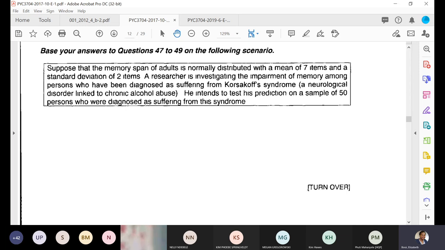Base your answers to questions 47 to 49 on the following scenario. Suppose that the memory span of adults is normally distributed with a mean of 7 items and a standard deviation of 2 items. The researcher is investigating the impairment of memory among people who have been diagnosed as suffering from Korsakoff syndrome, a neurological disorder linked to chronic alcohol abuse. That's the first time I hear that. He intends to test his prediction on a sample of 50 persons who were diagnosed as suffering from this syndrome.